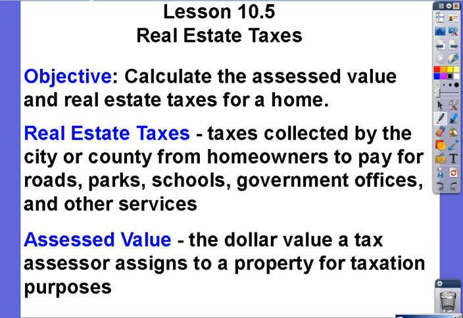Okay, lesson 10.5, real estate taxes. The objective is to calculate the assessed value and real estate taxes for a home. Real estate taxes are taxes collected by the city or county from homeowners to pay for roads, parks, schools, government offices, and other services. The assessed value is the dollar value a tax assessor assigns to a property for taxation purposes. If at any time you need to press pause or rewind, please do so.